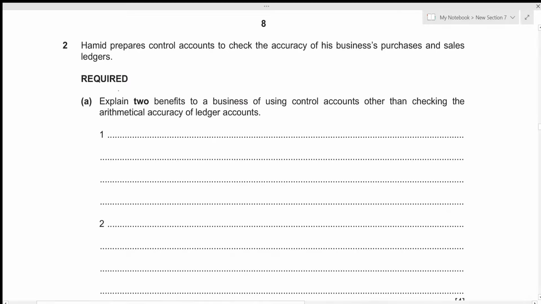Hamid prepares control accounts to check the accuracy of his business's purchases and sales ledgers.